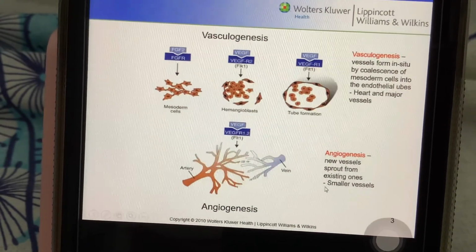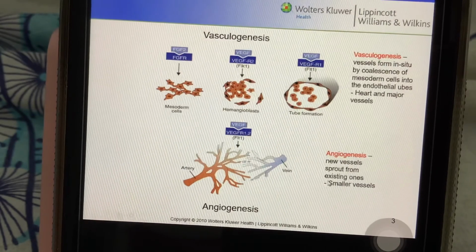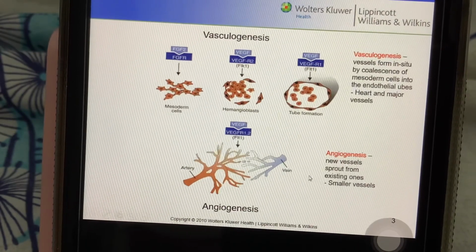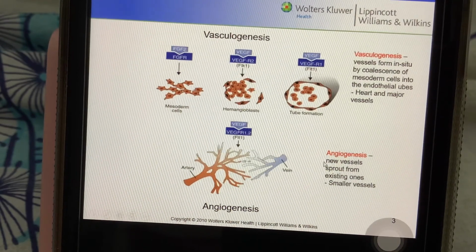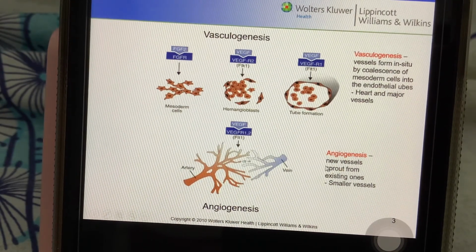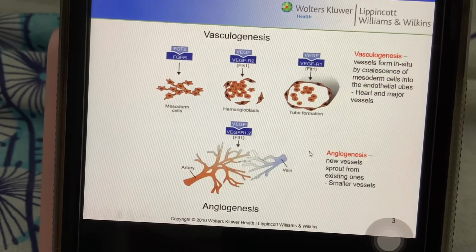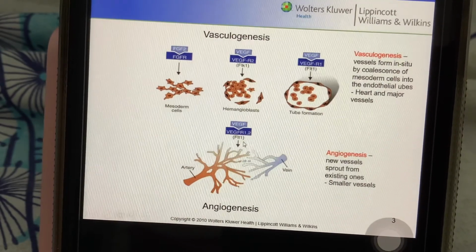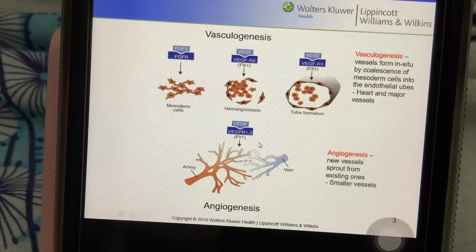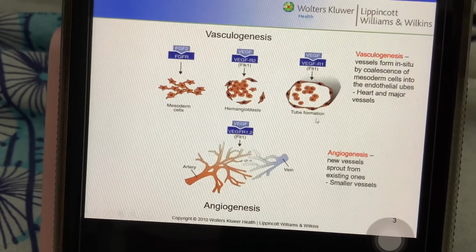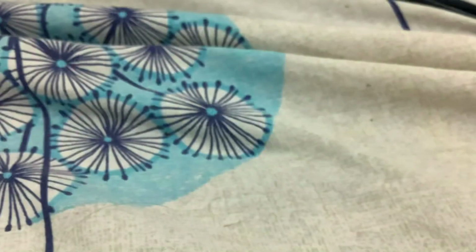So the molecular signals for vessel formation involve vascular endothelial growth factor, or VEGF, and their receptors, the VEGFRs. Okay, so those are the molecular signals in forming your blood vessels.